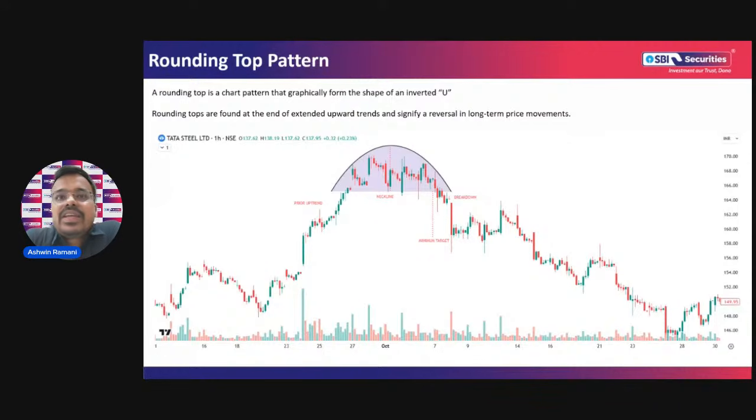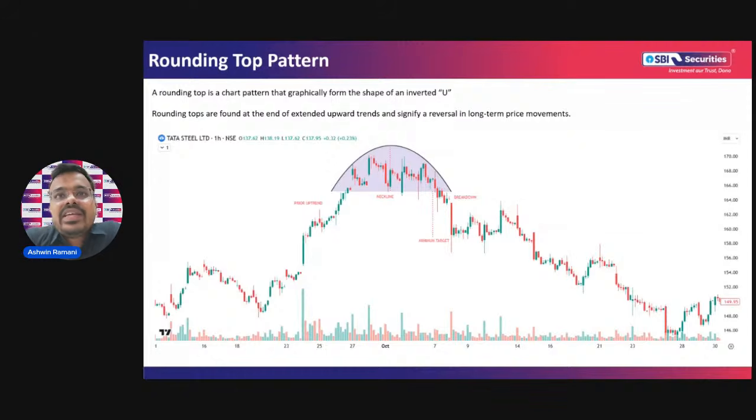Now rounding tops are found at the end of an extended upward trend, and they signify a reversal. So again, this is a reversal pattern. It's not a continuation pattern. So you will get a rounding top after an uptrend, and you will get a rounding bottom after a downtrend here.